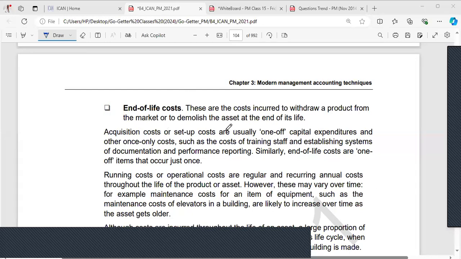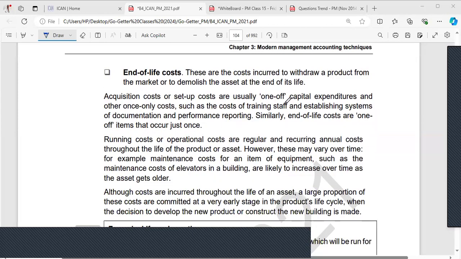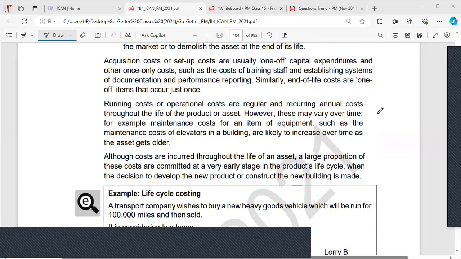Now, acquisition or setup costs are one-off capital expenditure and only incurred once. Even training of staff and establishing of systems. Similarly, end of life costs are one-off. But the running costs are recurrent. They keep coming every now and then. As long as the asset is in use or the product is being manufactured or produced, these costs will run, but they may vary over time.